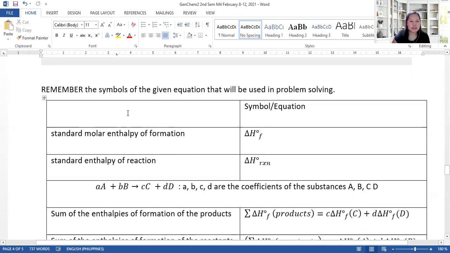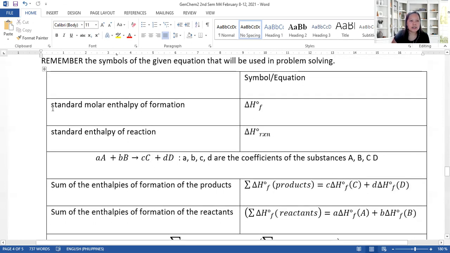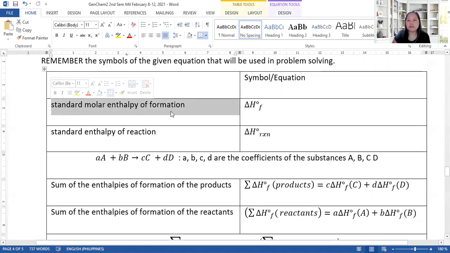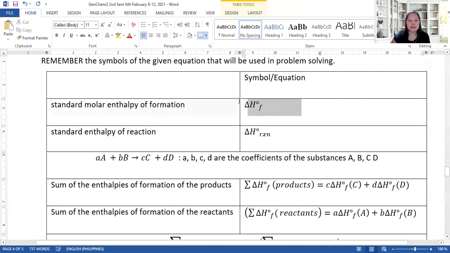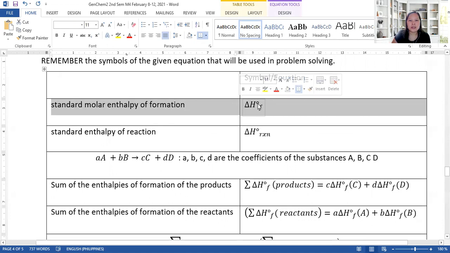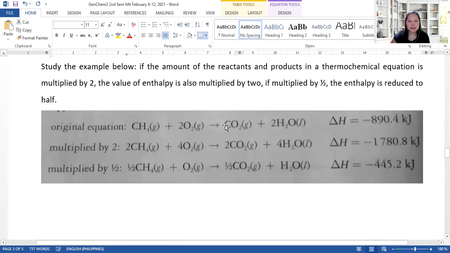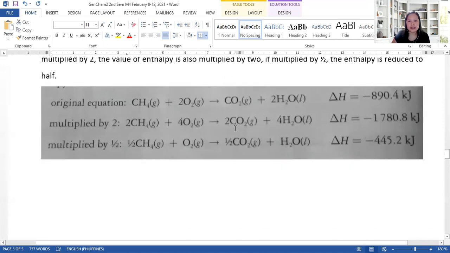So this is the definition on the left side, and the symbol is on the right side of the table. We have here the standard molar enthalpy of formation. The symbol is delta H with a degree sign and F. It means enthalpy of formation. This one is constant. You will be getting the value of that certain compound later in the table given. So you don't have to think of what the value is, for example, for the molar enthalpy of formation of carbon dioxide. It is already given. It is constant in the table.